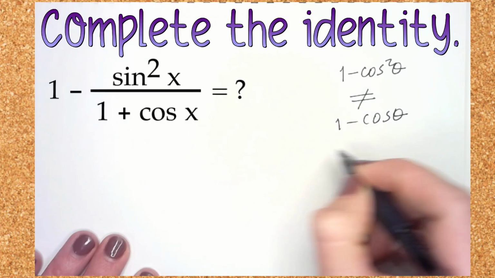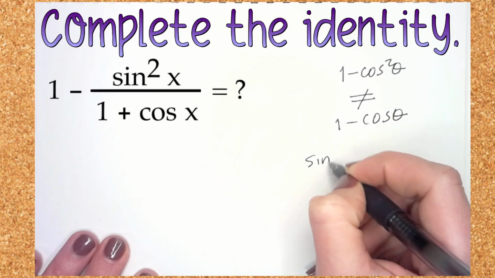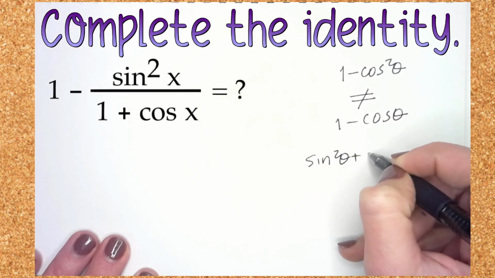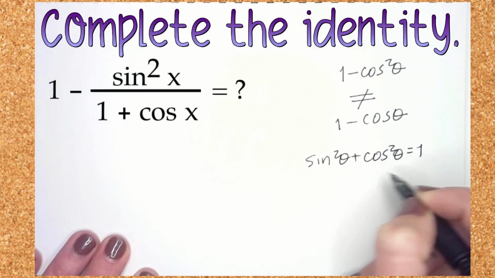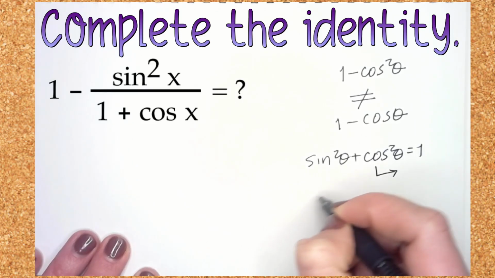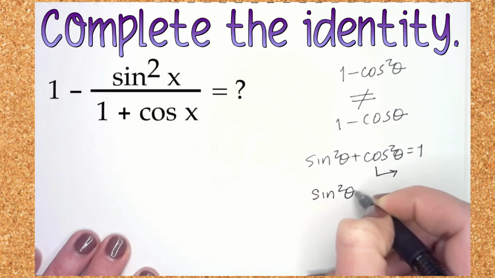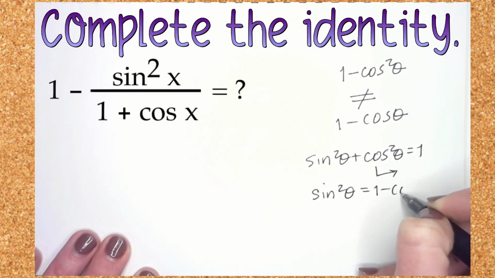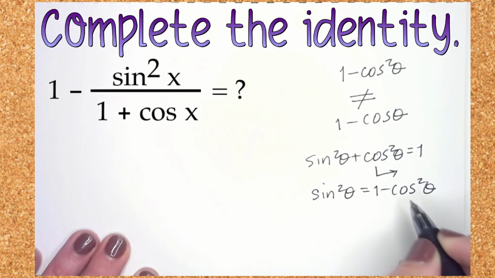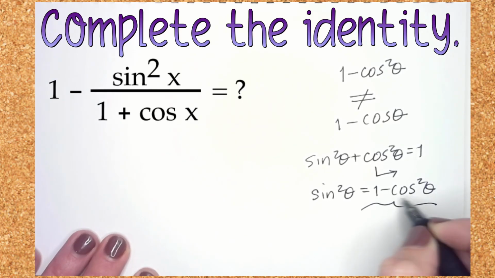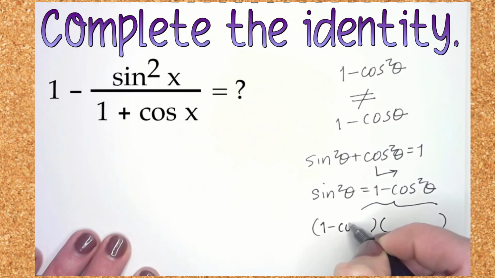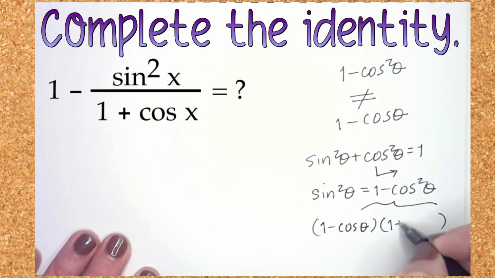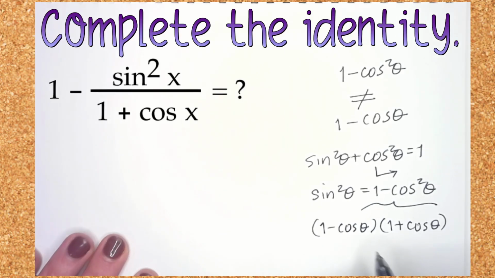So what we're going to do for this one, I'm going to show you a little side stuff, is we're going to reference sine squared theta plus cosine squared theta equals 1. However, we're going to rewrite this. We're going to subtract that cosine squared over and look at it as sine squared theta equals 1 minus cosine squared theta. And then we're going to look at the 1 minus cosine squared theta as the difference of two squares, which can factor into 1 minus cosine theta and 1 plus cosine theta. So we're going to use that in this problem.